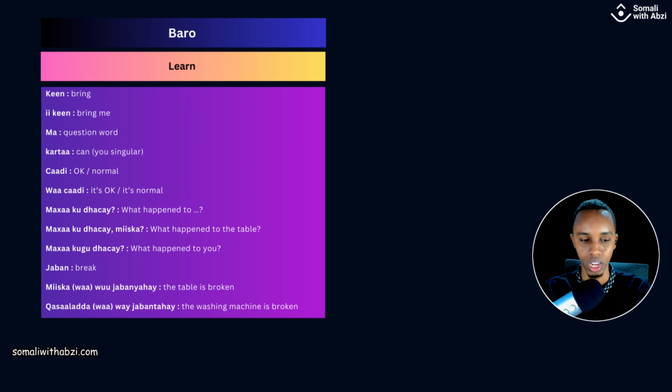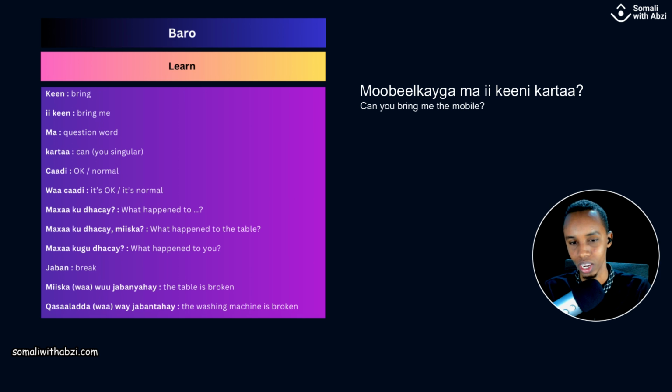So the next one, ma, is a question word. We say, can you bring me? Or maybe, do you, or does Abdi. All those we start with the question word ma, even though we start the sentence with the noun first. For example, if you're going to say, can you bring me the mobile? Start with the mobile, mobilka, then the question word ma, then ii, then keeni kartaa.